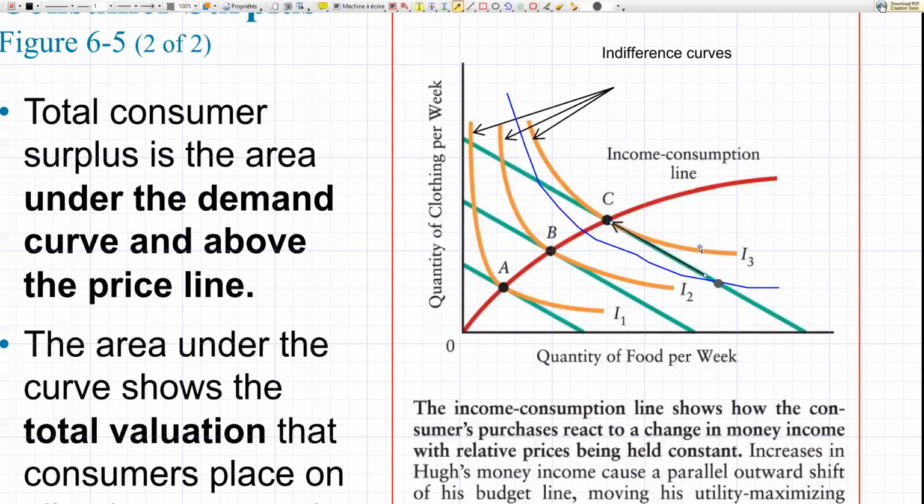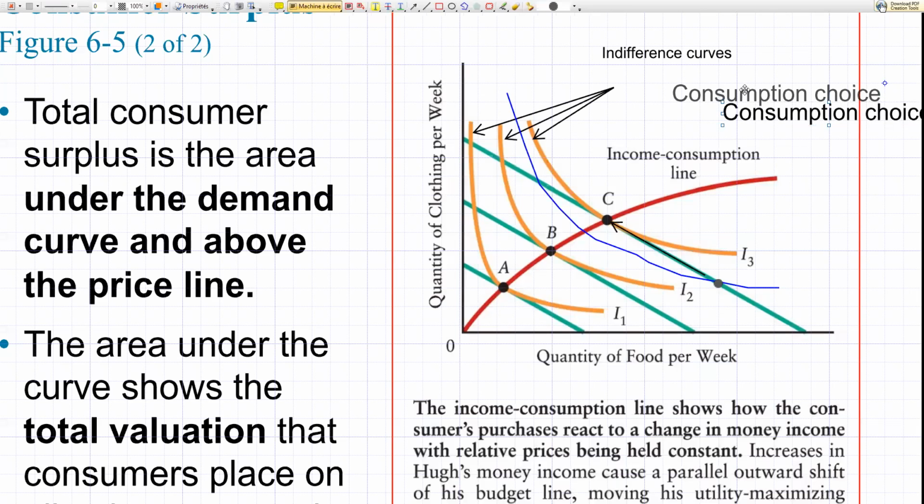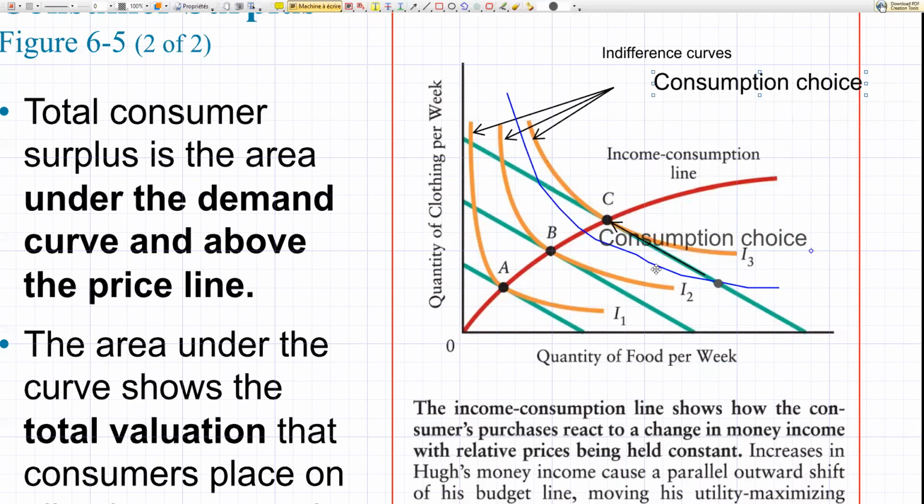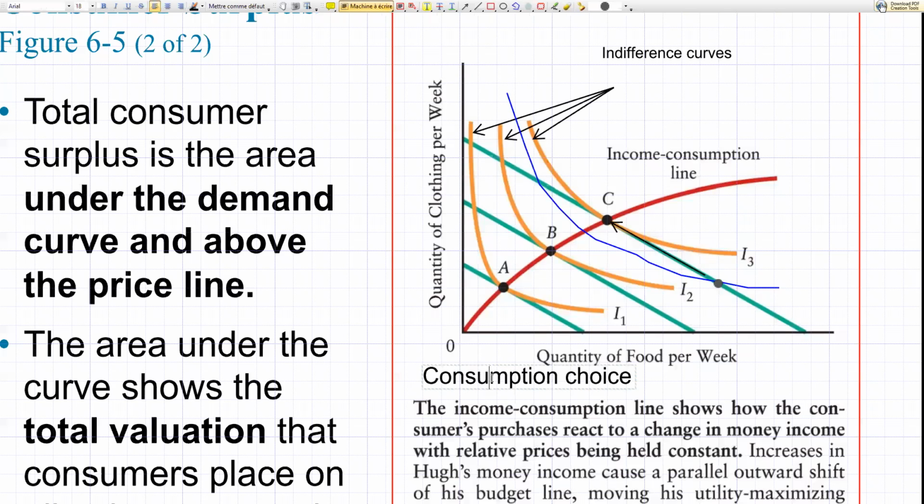So the point is consumption choice. Tangent. Indifference curve. And budget line.